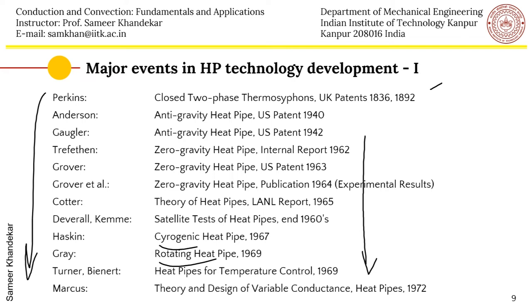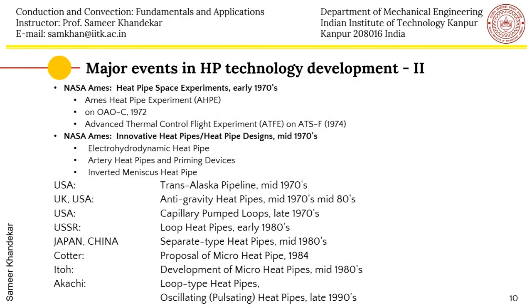in the 70s, NASA AMS had the heat pipe space experiments. The heat pipe flew in space. Later on, different other designs of heat pipes like arterial heat pipes, inverted meniscus heat pipes, etc. were developed. And then in recent history, micro heat pipes came. After that, the loop heat pipes and the pulsating heat pipes or oscillating heat pipes were introduced in the 1990s. In between, of course, we have the development of capillary pumped loops and loop heat pipes, which we will talk about in the later lectures.